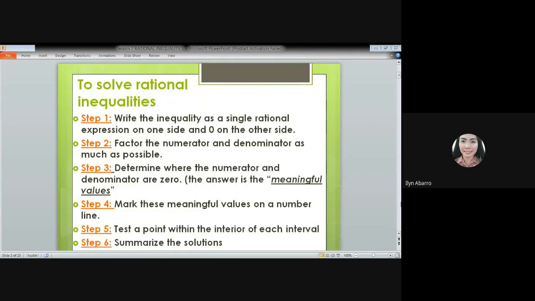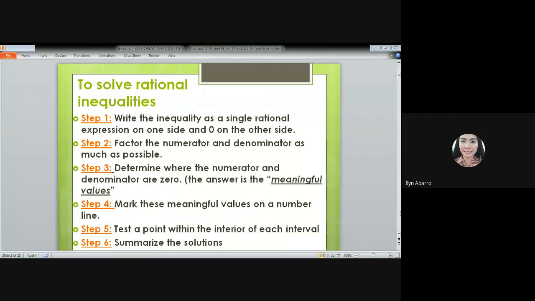And here are the steps on how to solve rational inequalities. Step one, write the inequality as a single rational expression on one side and zero on the other side. Step two, factor the numerator and denominator as much as possible. Step 3, determine where the numerator and denominator are zero. And step 4, mark these meaningful values on a number line. Step 5, test a point within the interior of each interval. And step 6, summarize the solutions.